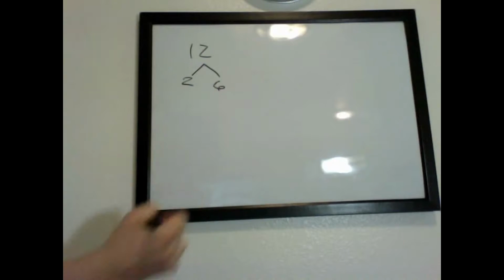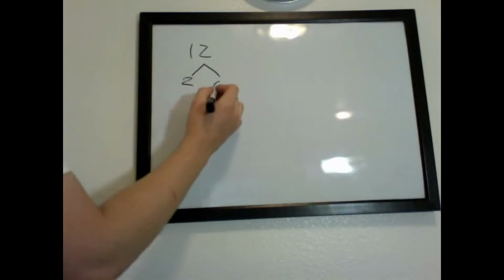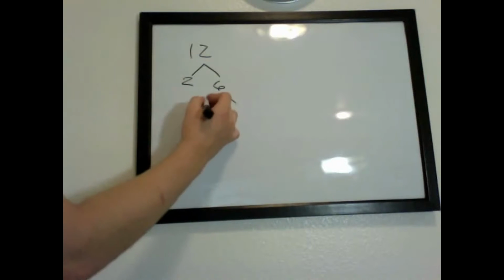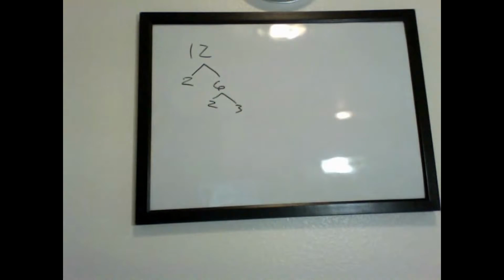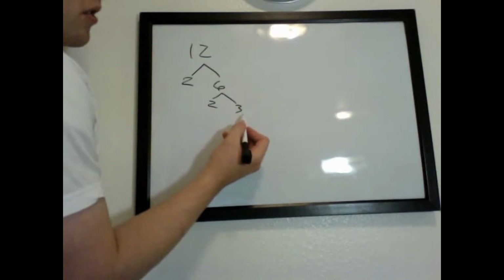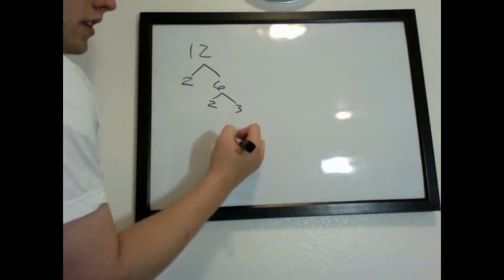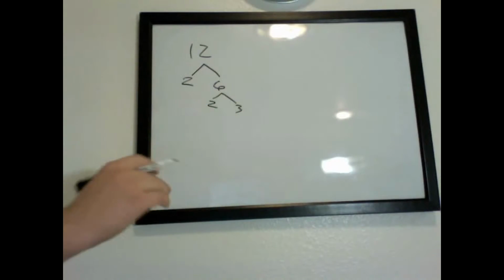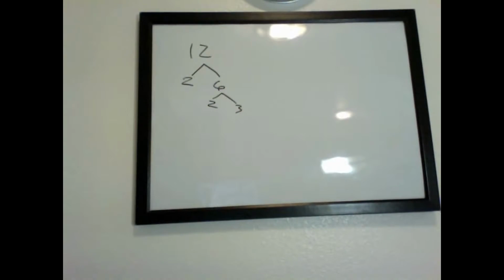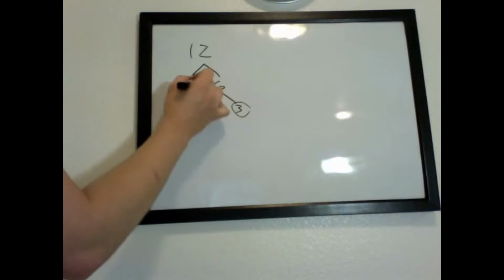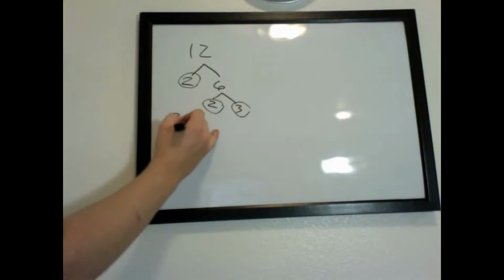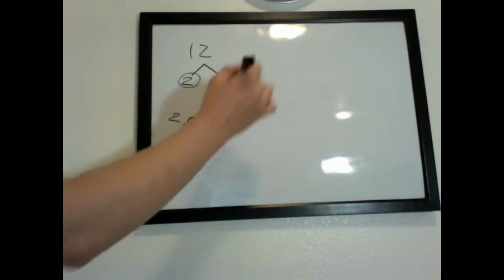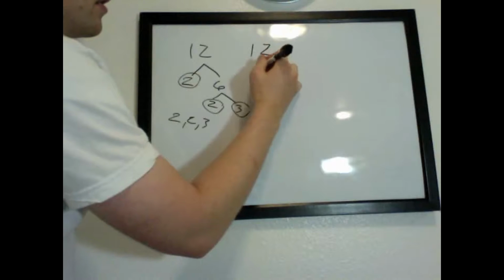2 and 6. Also, what two numbers go into 6? I would say 2 and 3. No numbers go into 3 except for 1 and 3, and no numbers go into 2 except for 1 and 2. So these are the primes, and that's what we're looking for: 2, 2, 3.